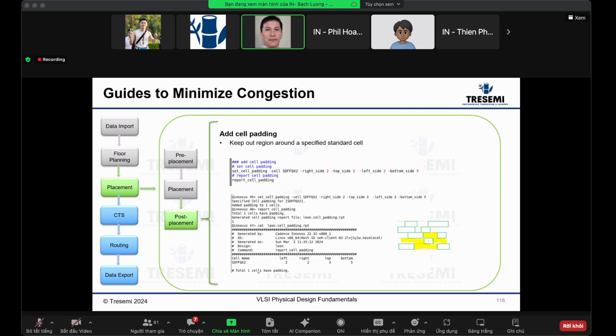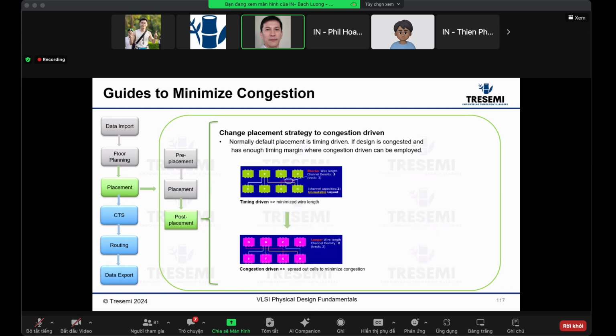Okay, cell padding. Let's move on to the next one. Change the placement strategy to congestion driven. I think this is pretty much understood from our placement strategy discussion, right? By default, it's going to be timing driven. So assuming that you do timing driven, and you meet timing, but then you have congestion, the first and easiest thing to try is changing one of the strategies to congestion driven to see if it's actually going to help.